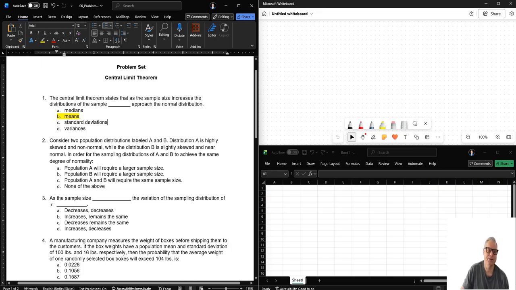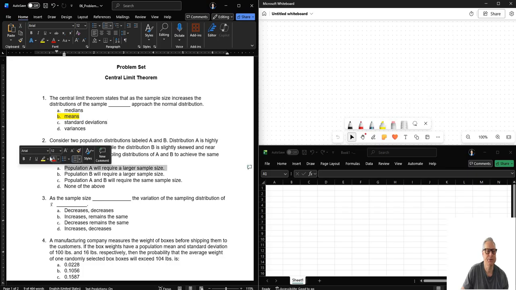There's actually a good chance that the sample medians would also approach normality. But yeah, we were talking about the distributions of the sampling means. Consider two population distributions labeled A and B. Distribution A is highly skewed and non-normal, while distribution B is slightly skewed and near normal. In order for the sampling distributions of A and B to achieve the same degree of normality, population A will require a larger sample size.